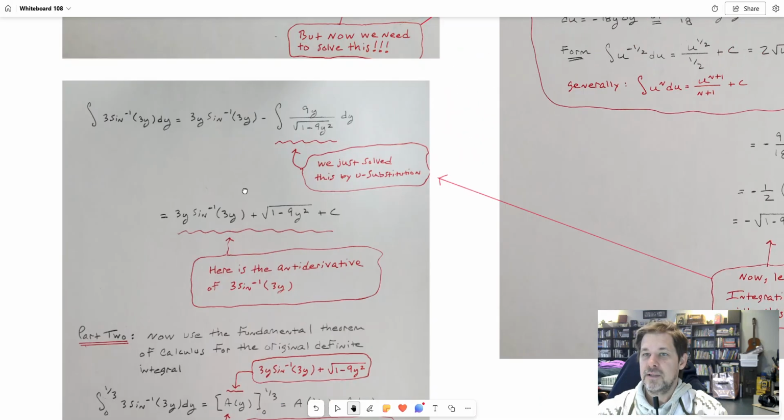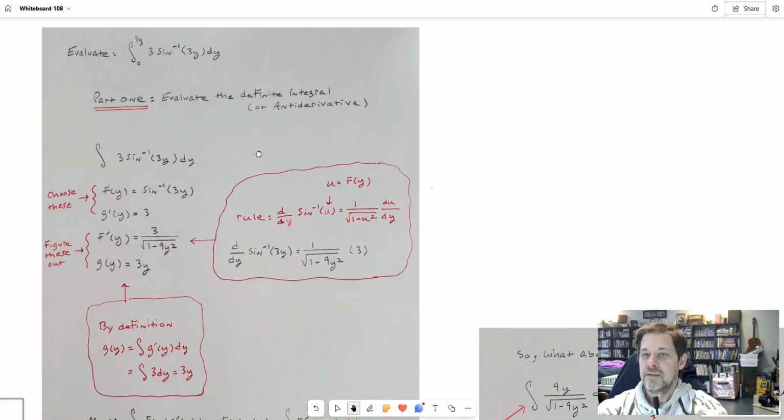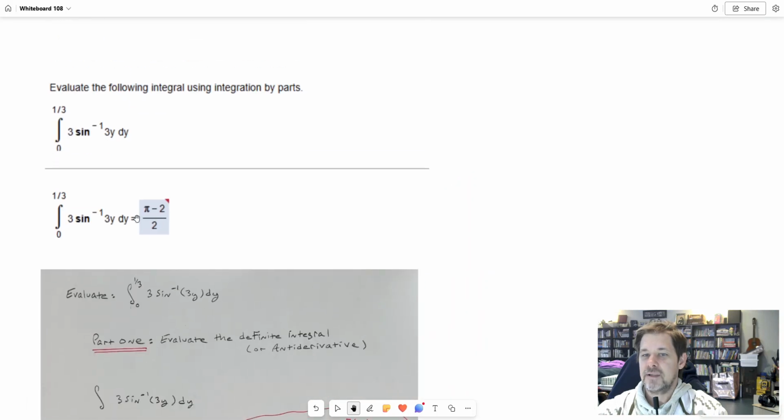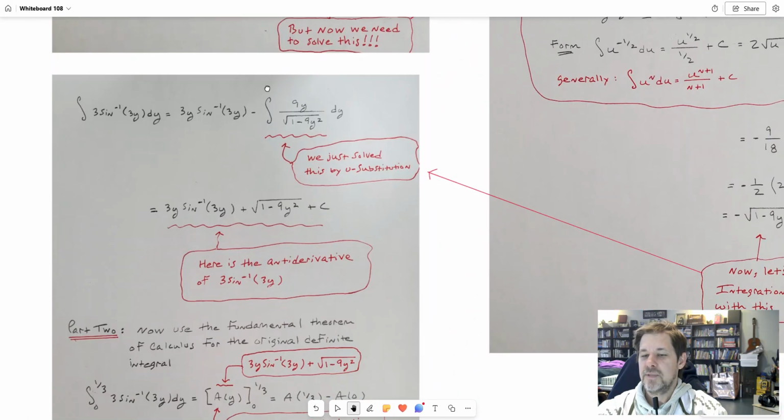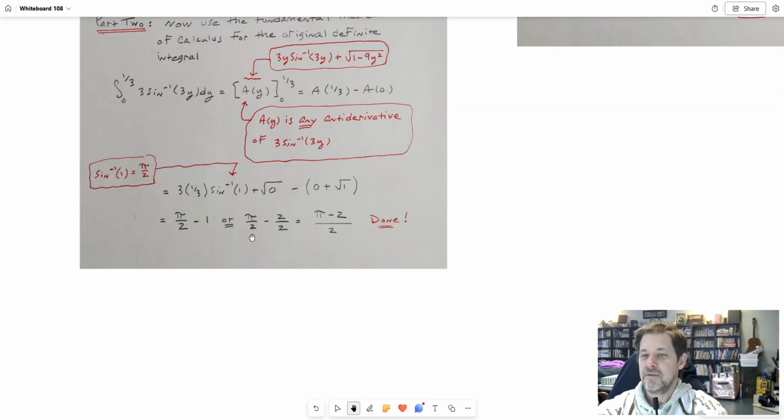I noticed that that isn't the answer that my math lab seems to want. I got pi over 2 minus 1. It gives me pi minus 2 over 2, but that's no problem. It would just be a matter of adding those fractions together. Pi over 2 minus 1 is pi over 2 minus 2 over 2 if you want to add fractions with a common denominator, and that's pi minus 2 over 2, and then we're done. We got that answer on my math lab.